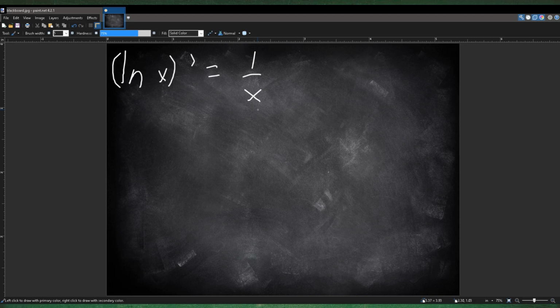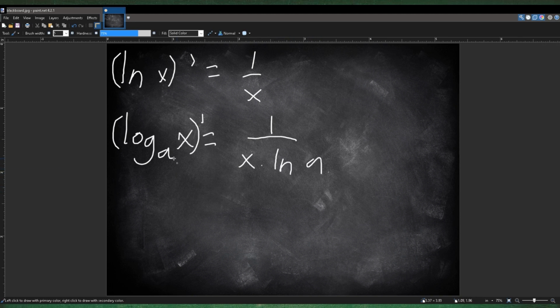So how do we know that's true? Well, basically, you could just use that general idea of logs. If we have log base a of x, the derivative of this, as we said before, is 1 over x times ln of a. Now, ln of x is the same thing as saying log base e of x.